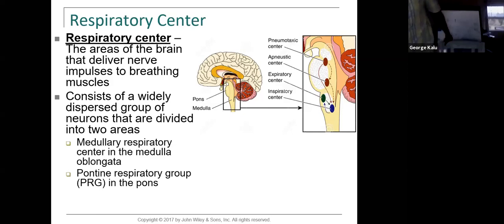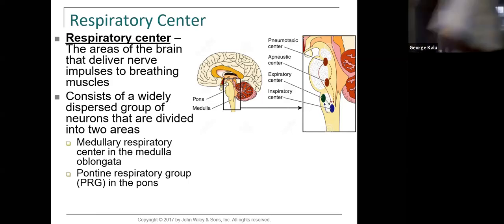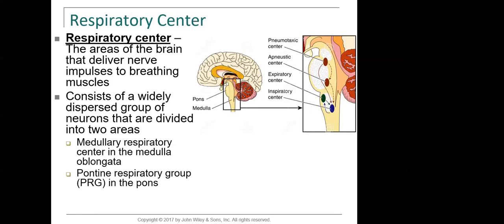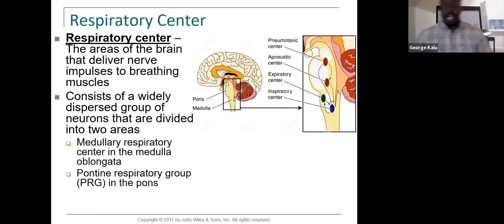Okay, so the last major topic I want to talk about is the respiratory center. So this one, I'll tell you which parts of it you need to worry about and which parts you don't.